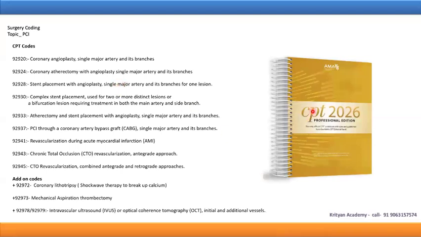Let's see what the CPT codes are that we are using for PCI. 92920, which is coronary angioplasty, single major artery and its branches, and 92924, coronary atherectomy with angioplasty, single major artery and its branches, and 92928, stent placement with angioplasty, single major artery and its branches for one lesion.